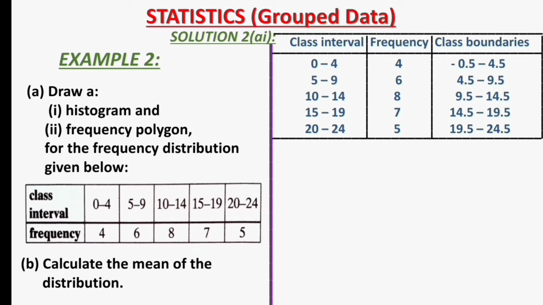while the upper class boundary is gotten from the upper class limit plus 0.5. If you do this, for the first class interval of 0 to 4, the lower class boundary is going to be 0 minus 0.5, which will give us minus 0.5, while the upper class boundary is going to be 4 plus 0.5, which will give us 4.5. In the second class interval of from 5 to 9, the lower class boundary is going to be 5 minus 0.5, which will give us 4.5, while the upper class boundary is going to be 9 plus 0.5, which will give us 9.5, and so on. When we complete the class boundaries, here is how the histogram will look like.